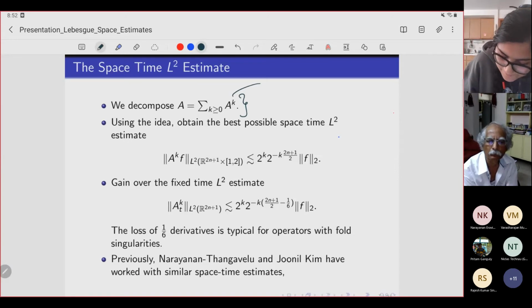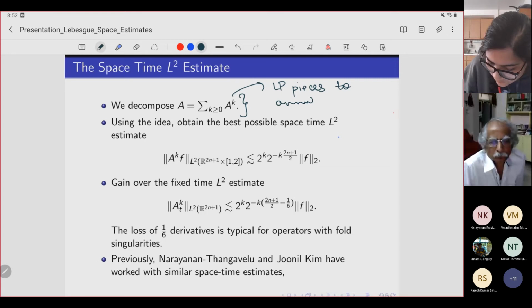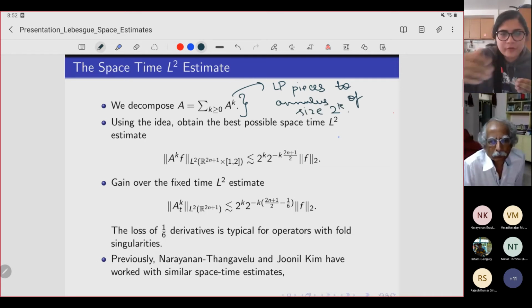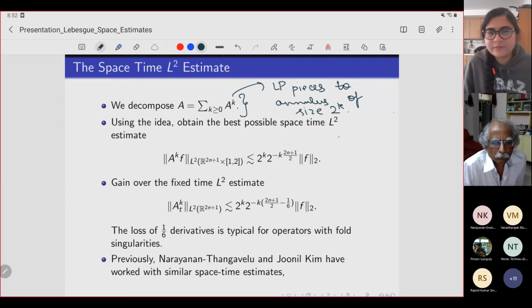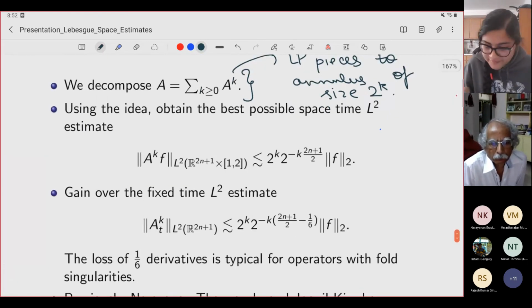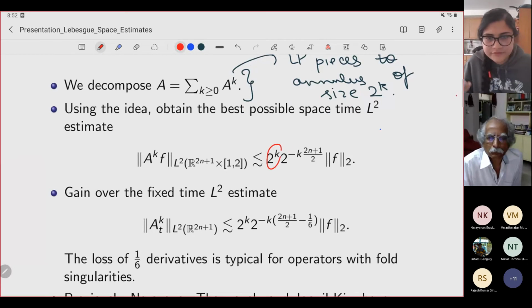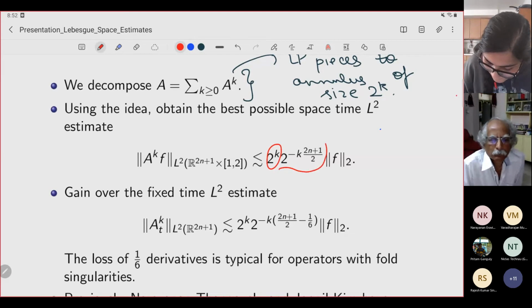These are Littlewood-Paley pieces. So this is composition with the Littlewood-Paley projection operator mapping to an annulus of size 2 to the power k. Right, so you decompose your operator in this way, and then we look at the L2 estimate for each operator A_k. And if you use this idea, you get the best possible thing over here. So this is the decay you get. This 2 to the power k is going to be there. This is for some technical reasons, and our points already account for that. But this is the main thing that you get.